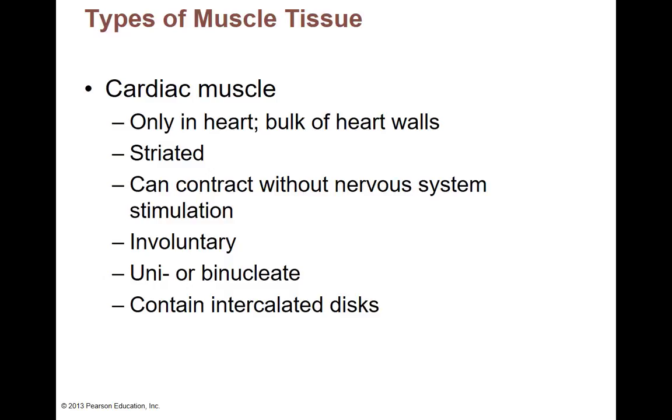The cells either have one nucleus or 2 nuclei, so they're uninucleate or binucleate. And they contain intercalated discs, which we'll get more into when we get into the heart itself. It's just between every single cell, there's a disc that connects the cells together. It allows all the heart to work together. So the discs are just in between each cell.